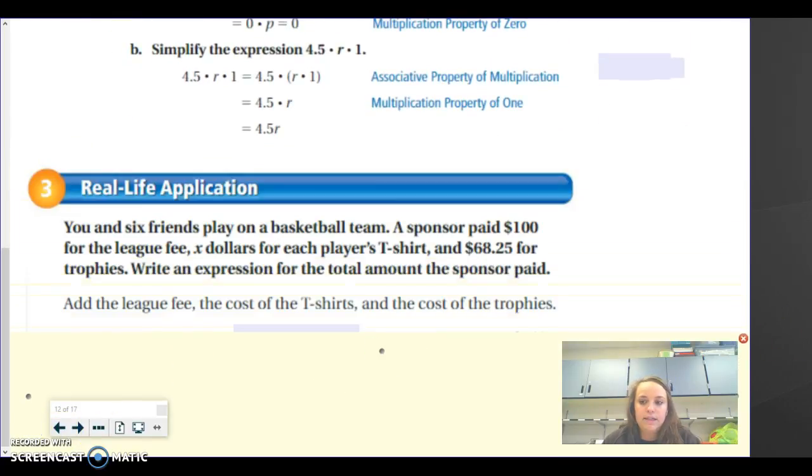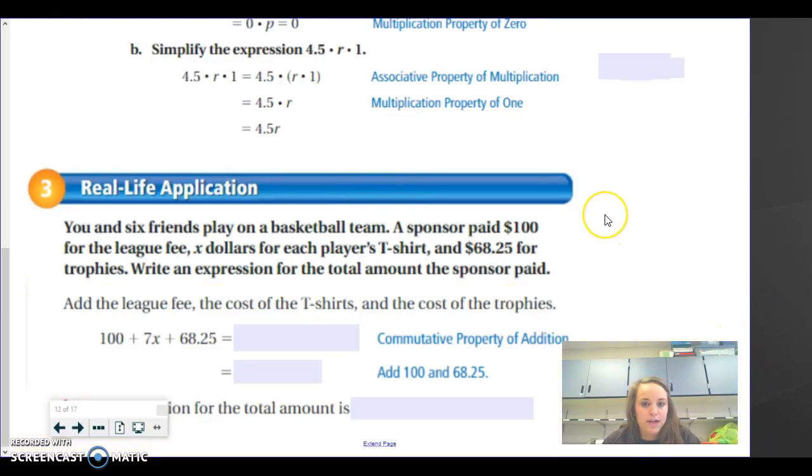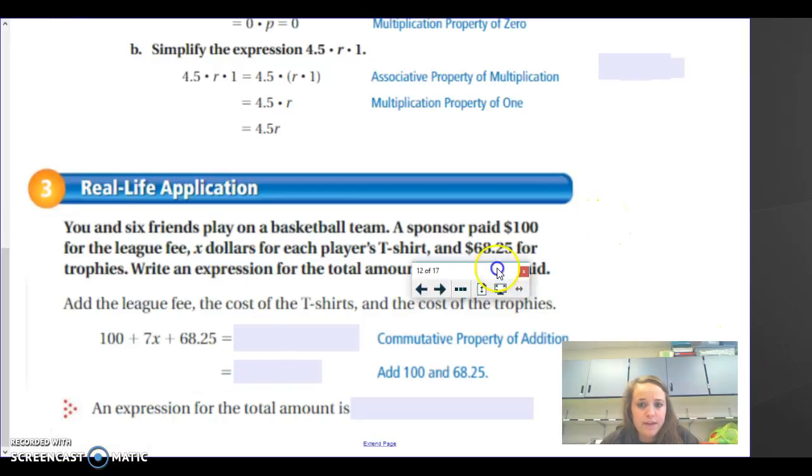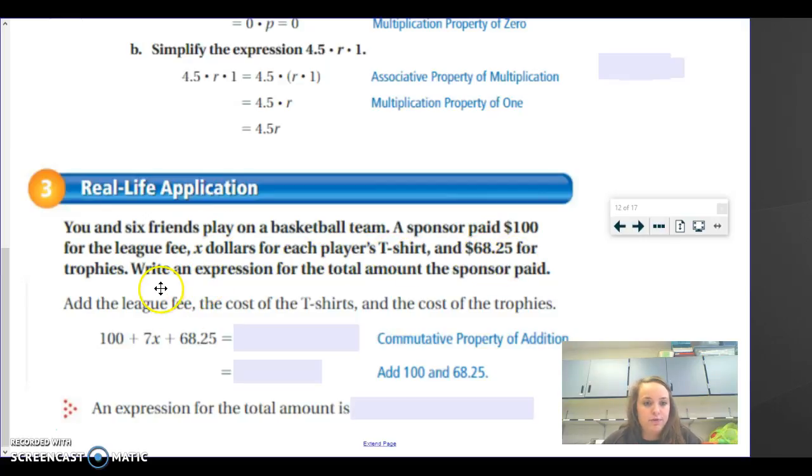All right. So moving on to another example. You and 6 friends play on a basketball team, and the sponsor paid $100 for the league fee, x dollars for each player's t-shirt, and $68.25 for trophies. Write an expression for the total amount the sponsor paid. So you're adding the league fee, which is $100, the cost of the t-shirts, which is 7 times the cost of each player's t-shirt, because it's you and 6 friends, so 7 total, and the cost of the trophies, which is $68.25.